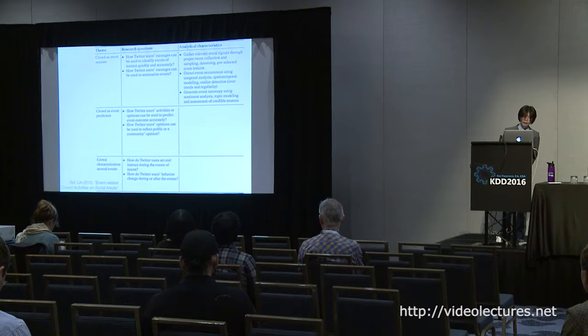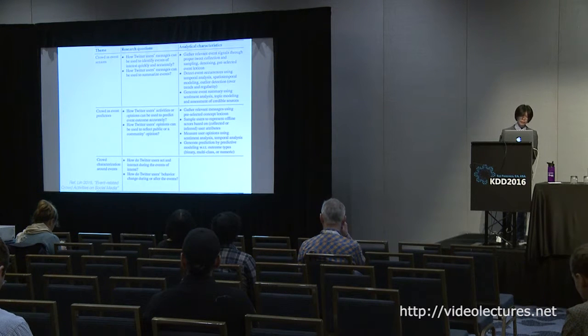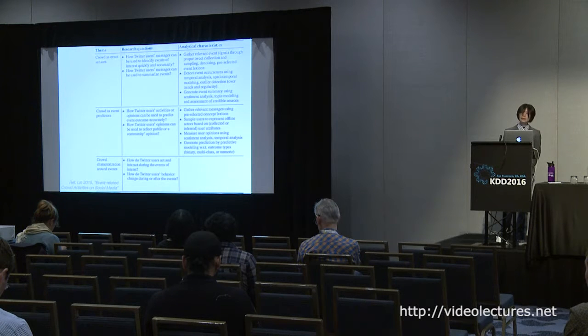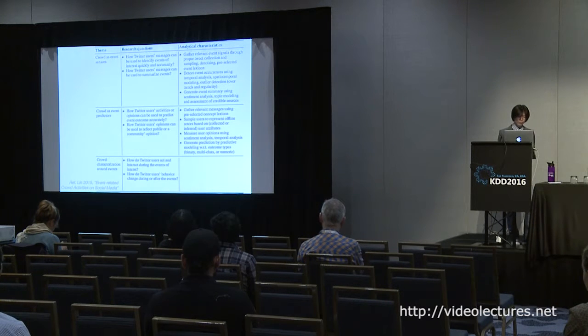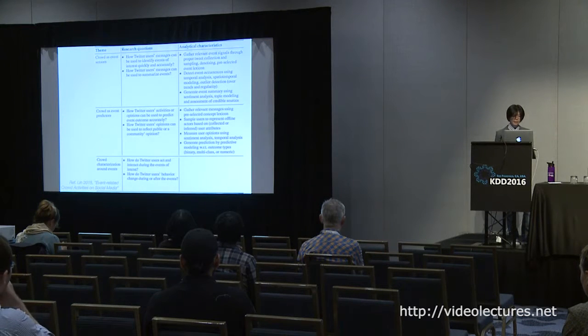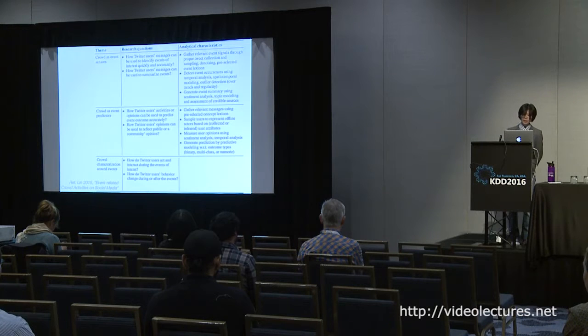For the second theme, the analytical characteristics include gathering relevant messages using a pre-selected concept lexicon, and sampling users to represent offline actors based on user attributes, because the goal is not just to analyze Twitter users' behavior, but to predict the outcome of a real-world event. To do so, you have to measure user opinions using sentiment analysis and temporal analysis, and generate predictions by predictive modeling with respect to different outcome types. For example, binary outcomes, win or lose, multi-class outcomes, or numeric outcomes.